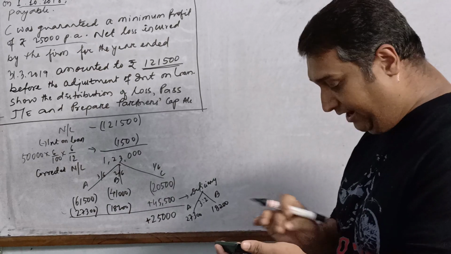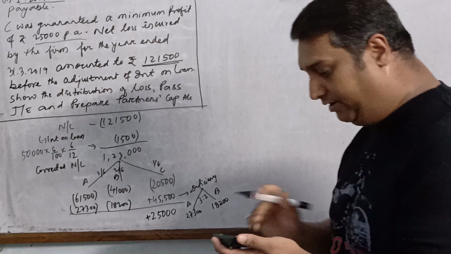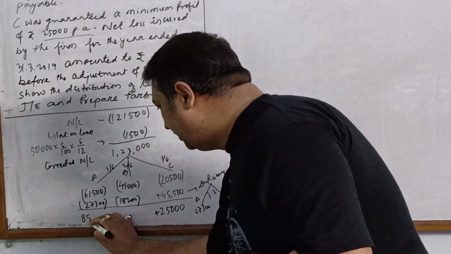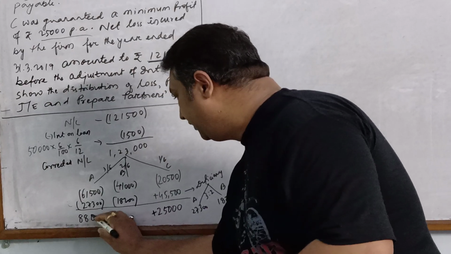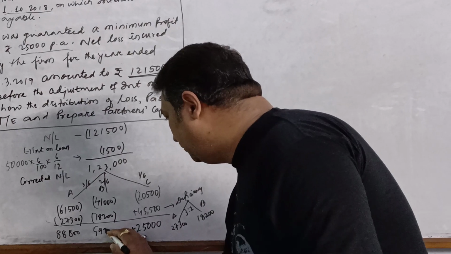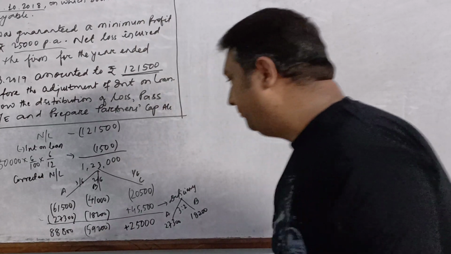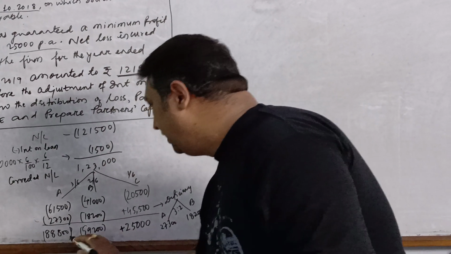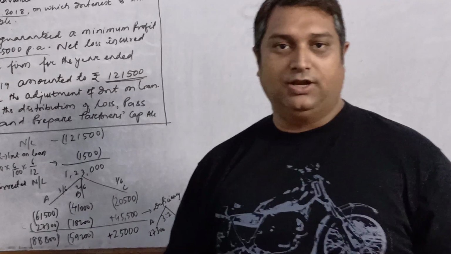They were already having a loss of 61,500. He will still pay another 27,300. So the total amount of loss will become 88,800 for him, and it will be 59,200 for him. Now we will see the same with the help of journal entries.